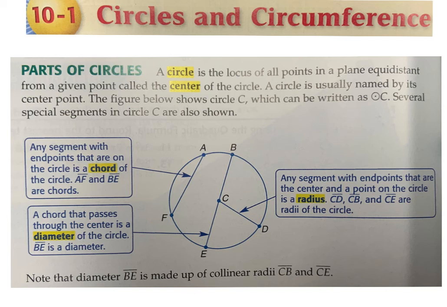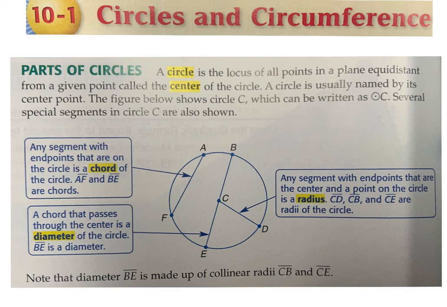The center of the circle is a point. Circles are usually named by the center point, and so they've given you the symbol for circle. You can say circle C, that's the center of this circle, or you can use the little symbol for a circle, which looks like a circle with a center point in it. No one ever draws this. They usually just write circle C, but whatever.